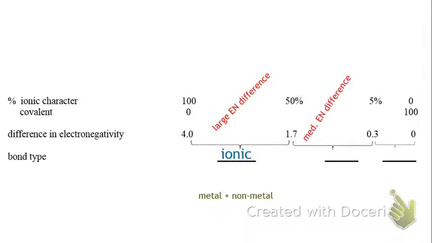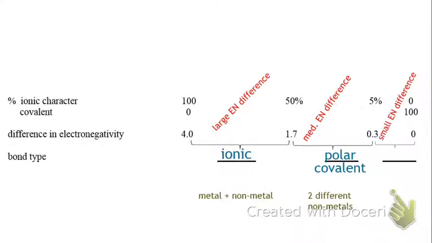With a medium electronegativity difference, we have what we call polar covalent bonds. And these are going to be happening between different nonmetals. So they're closer to each other. They have a smaller electronegativity difference between 0.3 and 1.7, but it's still going to be covalent. It's just a middling difference.